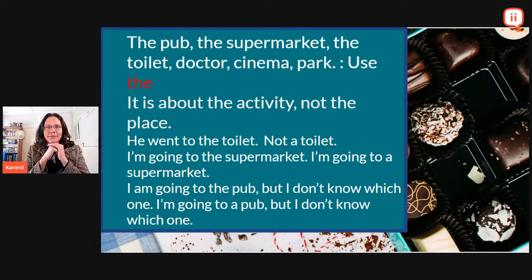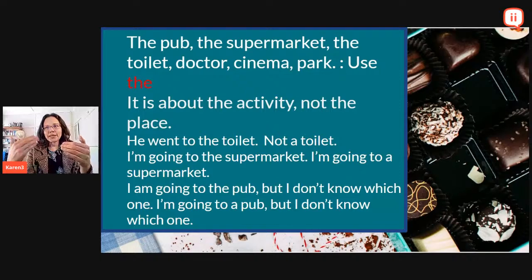Now we are going to talk about something that is a little different. This is a completely different rule. When we talk about going to the pub, the supermarket, the toilet, the doctor, the cinema, the park, we use the. Why is that? It's because of the activity.